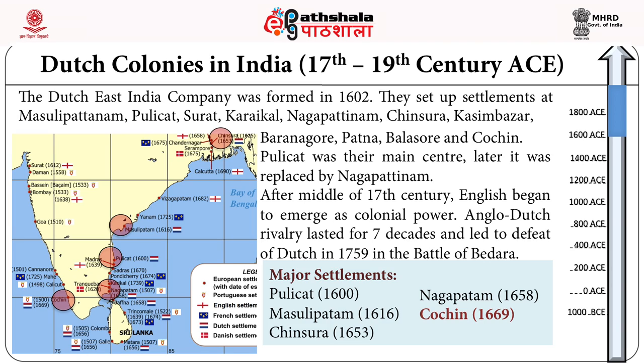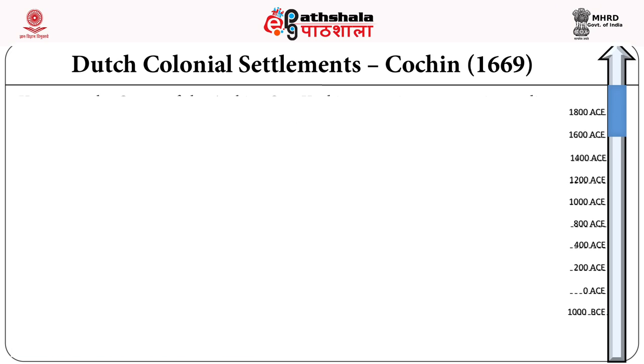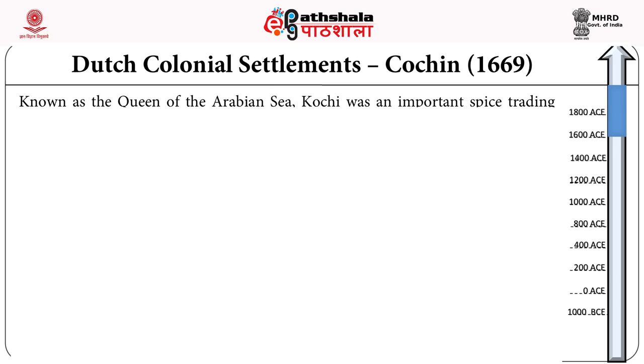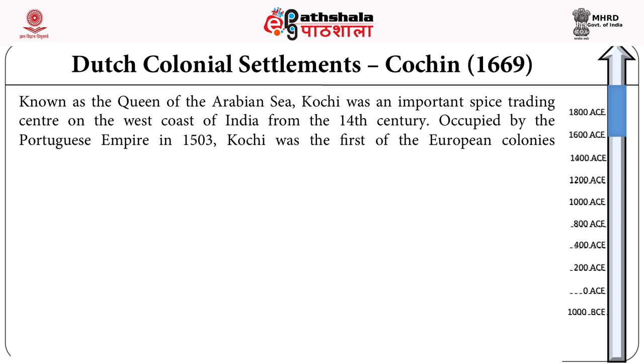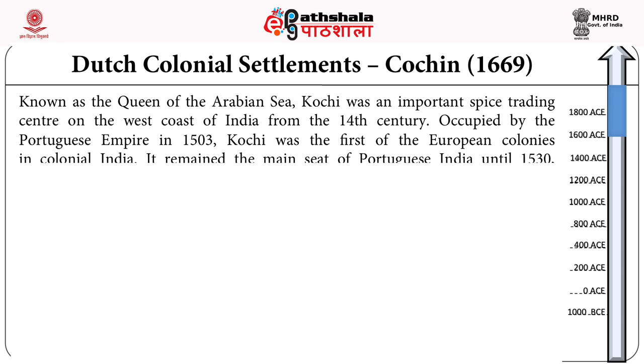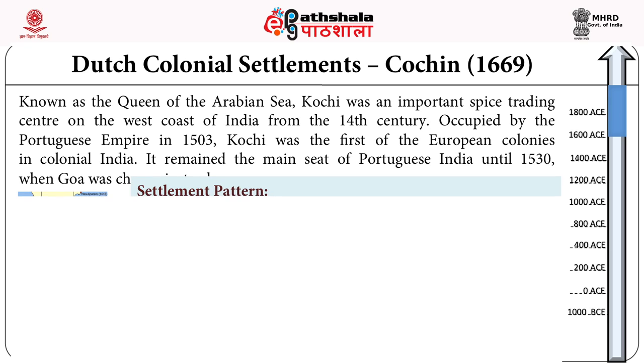Then we come to our next aspect, let us understand Cochin, because Cochin was one of the settlements which the Dutch invaded. And what was the settlement pattern at that time? Let us have a look.